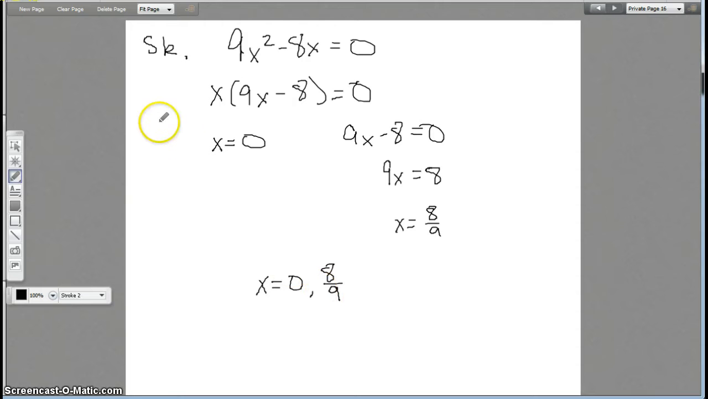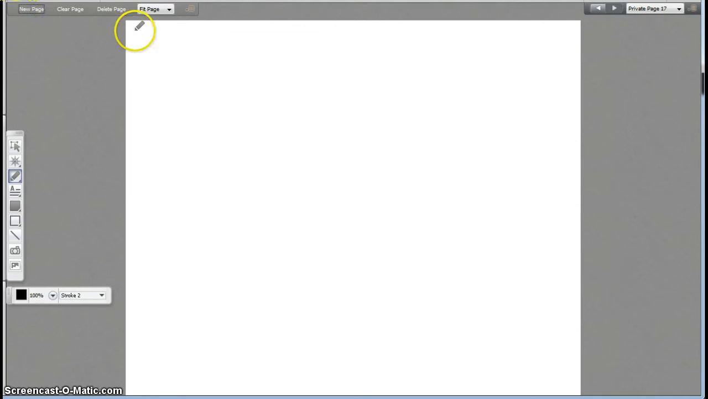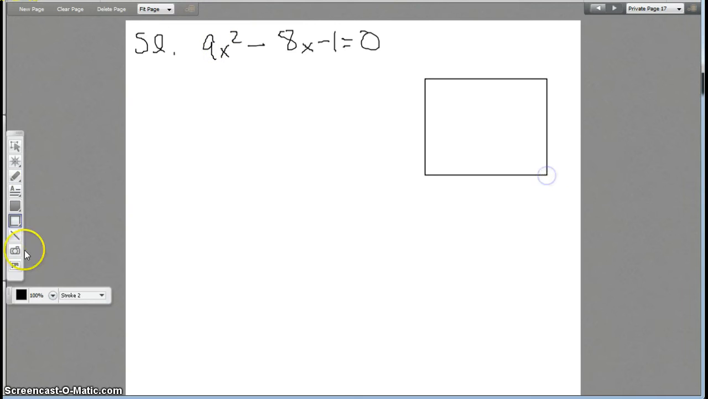Okay, so our last one we're going to do from number 5 is part L. So number 5, part L, and that one says 9x squared minus 8x minus 1 equals 0. So we need to factor this out. Anytime you have a number in front of your x squared, I recommend using the grid. So I'm going to draw a grid and put in my grid lines.